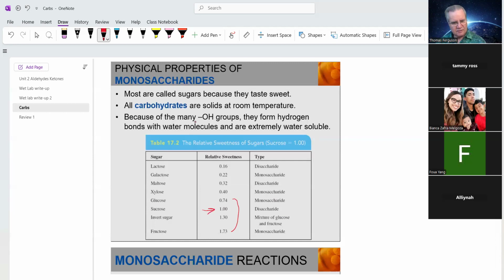Sucrose contains 2 monosaccharides, glucose and fructose. An invert sugar, like honey, they're not connected, the glucose and fructose. They're just present as separate glucose, separate fructose. So invert sugar is sweeter than sucrose because the fructose piece is separate. And then fructose by itself is just sweeter than heck.